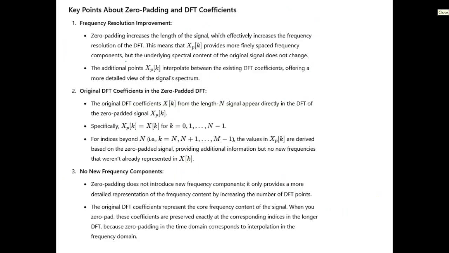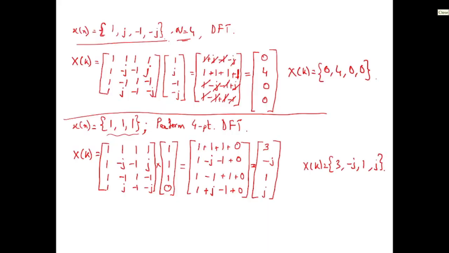So these are the things, frequency resolution improvement. All the examples are given, showing why it happens. The original DFT components are the zero-padded DFT. No new frequency components are produced. So these are some of the examples.